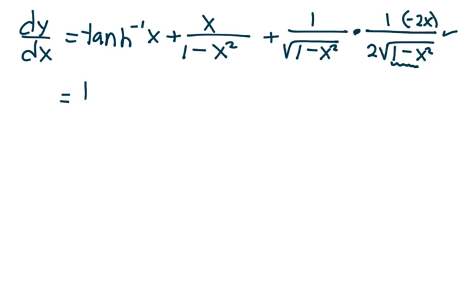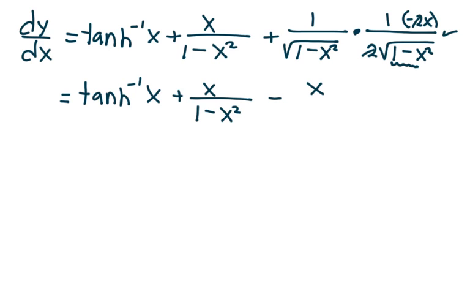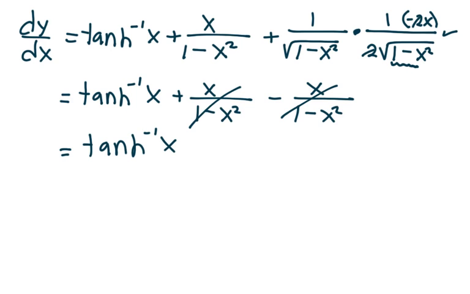And so this is inverse hyperbolic tangent x plus x over 1 minus x squared. The 2's cancel if you notice, and square root of 1 minus x squared times square root of 1 minus x squared is 1 minus x squared. So it's minus x over 1 minus x squared. But these terms cancel, and you're left with the inverse hyperbolic tangent of x. And that was example 3.